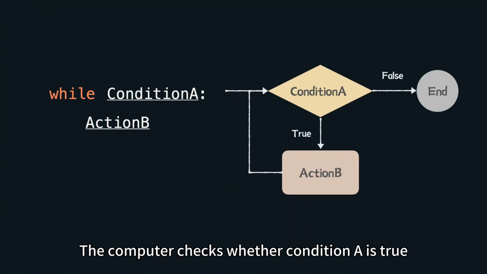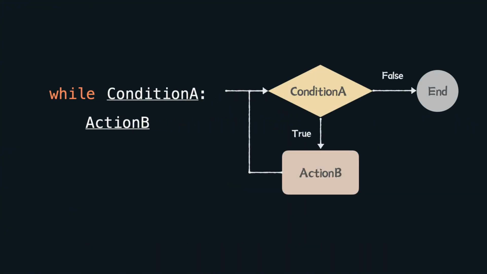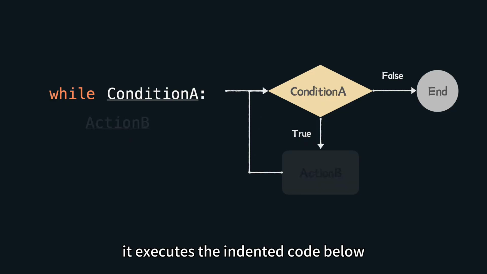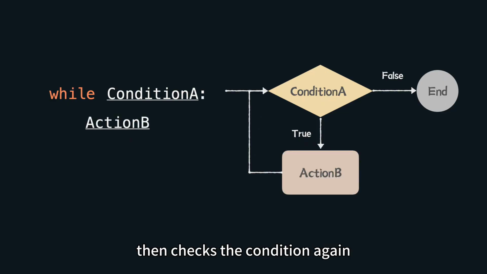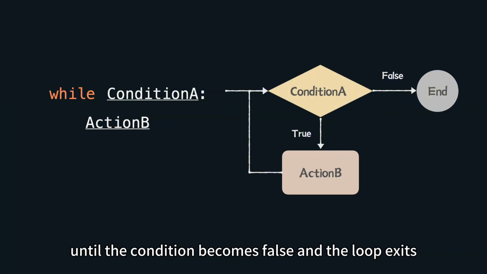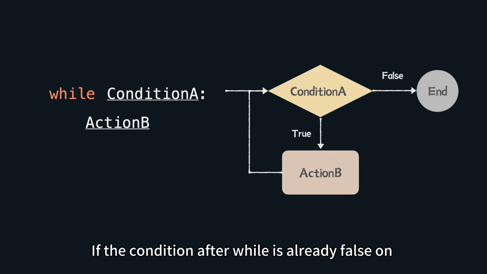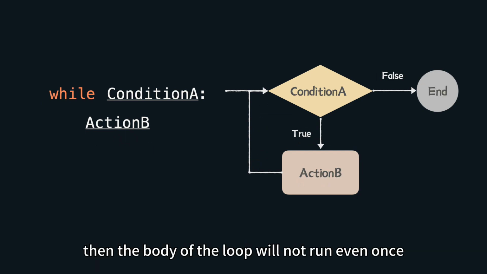The computer checks whether the condition is true. If it is, it executes the indented code below, then checks the condition again. If it's still true, it executes the action again, repeating this process until the condition becomes false and the loop exits. If the condition after while is already false on the very first check, then the body of the loop will not run even once.